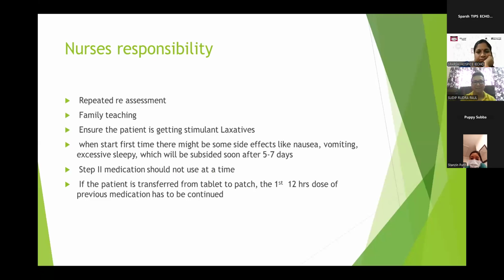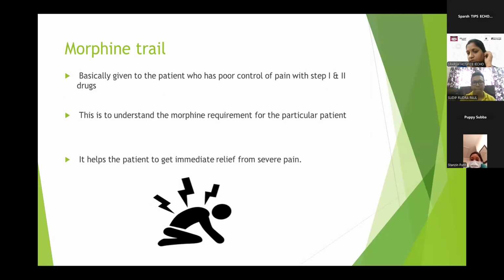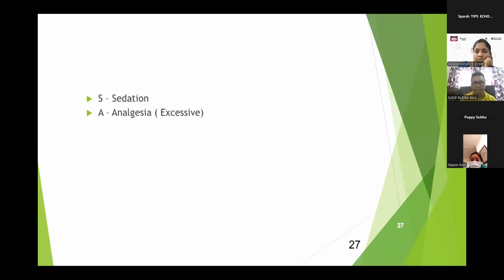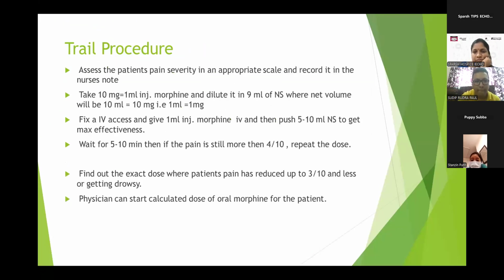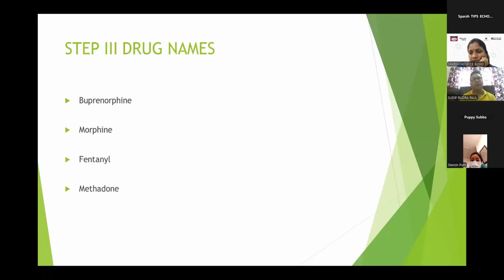Yes? Fentanyl, they put it in the chat box. Stangen gave the answer fentanyl. Okay, so there are 4 drugs: buprenorphine, morphine, fentanyl, and methadone. So we will be discussing all 4 of them.